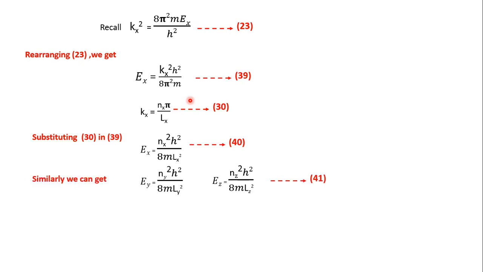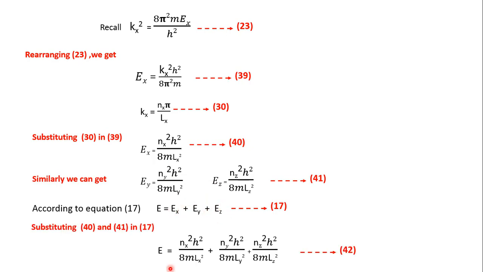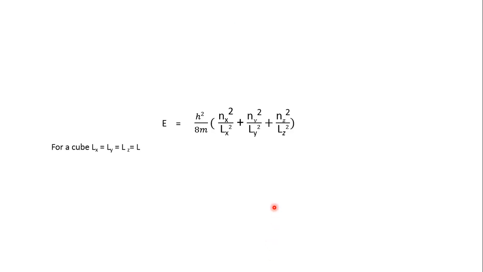And similarly, Ey will be equal to ny² h² by 8m Ly². And Ez will be equal to nz² h² by 8m Lz². And we know that E is equal to Ex plus Ey plus Ez. Substituting these three values of Ex, Ey and Ez here, we'll get E is equal to this. We find that h² by 8m is a common term in all three, and this can be taken out, and we'll get h² by 8m into nx² by Lx² plus ny² by Ly² plus nz² by Lz².